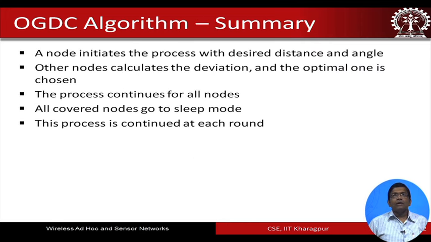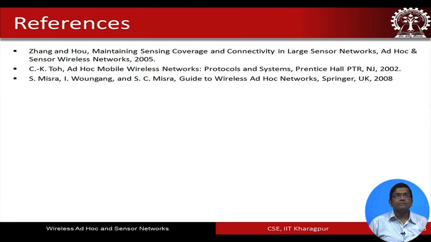In summary, in OGDC, a node initiates the process with desired distance and angle, other nodes calculate the deviation and the optimal one is chosen. The process continues for all nodes, and the nodes which are covered are then sent to the sleep mode, and this process is continued at each round. So, this algorithm functions in different rounds.